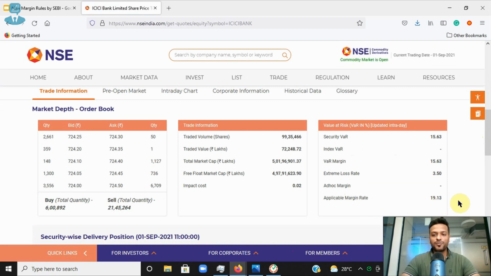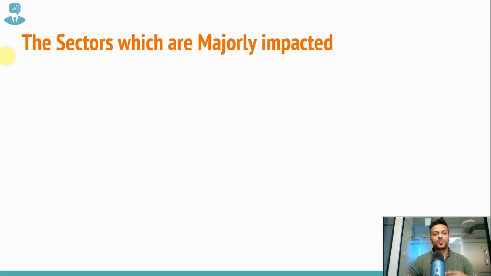19.13%. Which means if the share price of, say, ICICI Bank is rupees 100, then you need to have a peak margin of 19 rupees 13 paisa to be able to trade that share for trading purposes. This is how you find the VAR, which is the amount of peak margin required to trade a particular share.